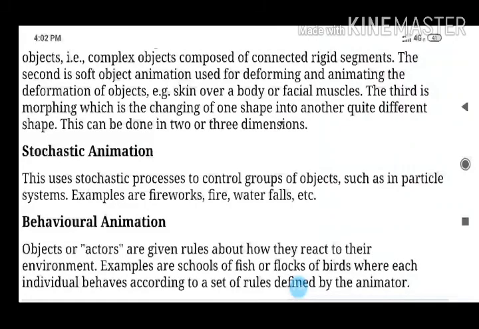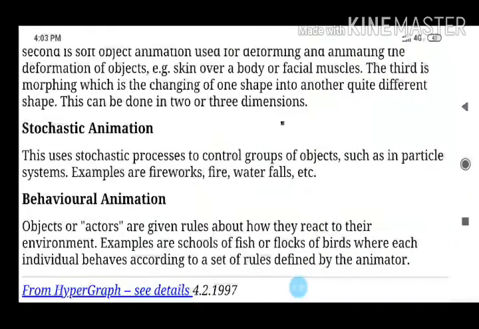What is a stochastic process? Controlling a group of objects. What is an example? Rainwater in rainy time, the forming of clouds, the dropping of water, raining time, and a man getting wet. These are all due to water. So stochastic animation is nothing but using a stochastic process to control groups of objects. Raining, clouds coming, and wetting of the man: these are all stochastic processes. This is called the stochastic animation system.